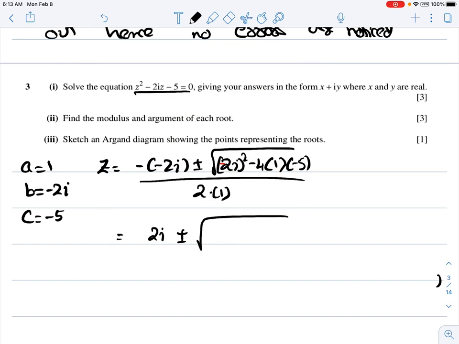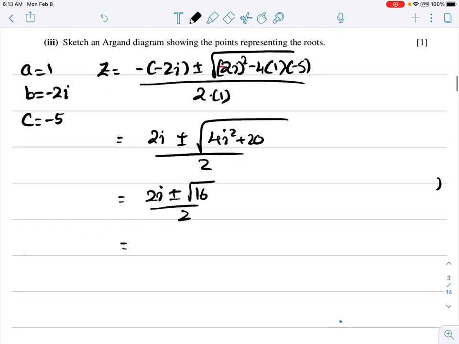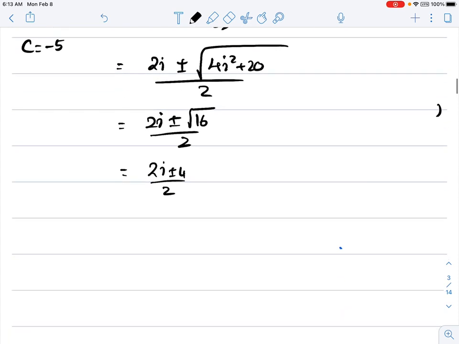2i plus or minus square root of 4i square plus 20, divided by 2. 2i plus or minus square root of 16, divided by 2. So it becomes 2i plus or minus 4, divided by 2. So I get two roots. What are those two roots? One root is 2 plus i and another root is minus 2 plus i. So let this be z1 and let this be z2. So I got two roots, 2 plus i and minus 2 plus i.